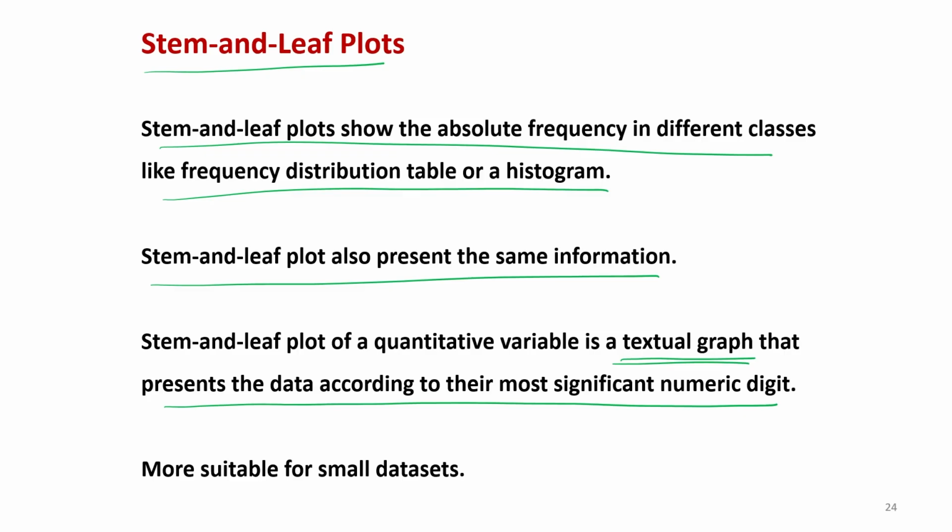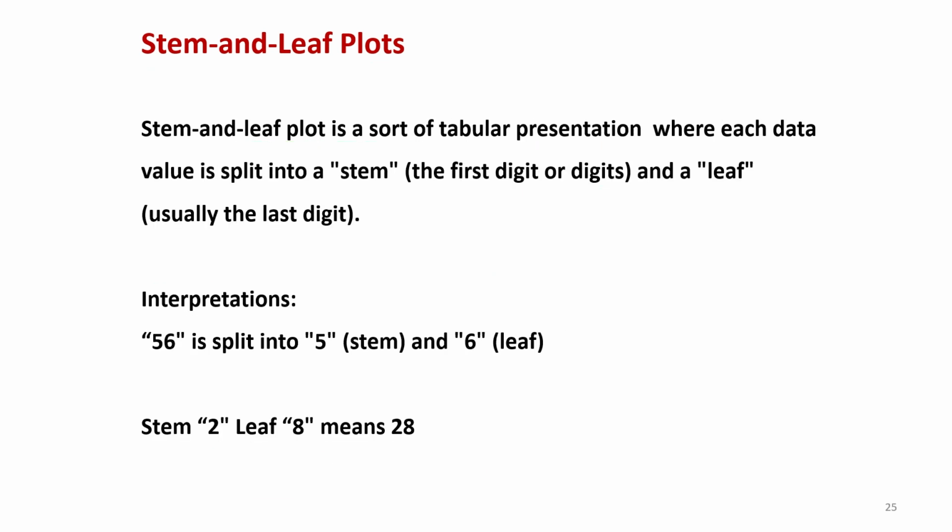And actually this is more suitable when you are trying to use a smaller data set. For example, these kernel density plots are very useful in data science because usually we are dealing with very big data sets, right? So this stem and leaf plot is actually a sort of tabular presentation where each data value is split into a stem and a leaf.